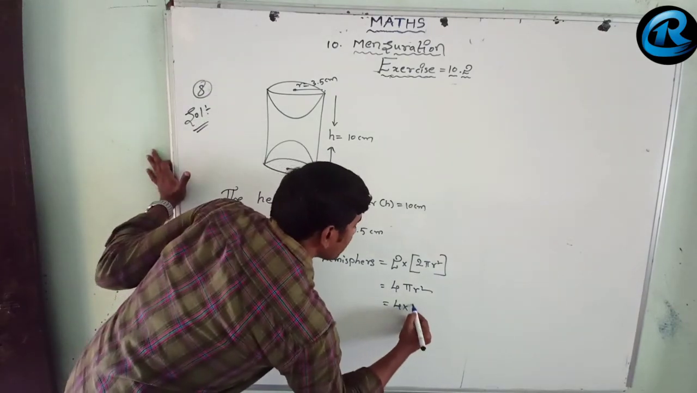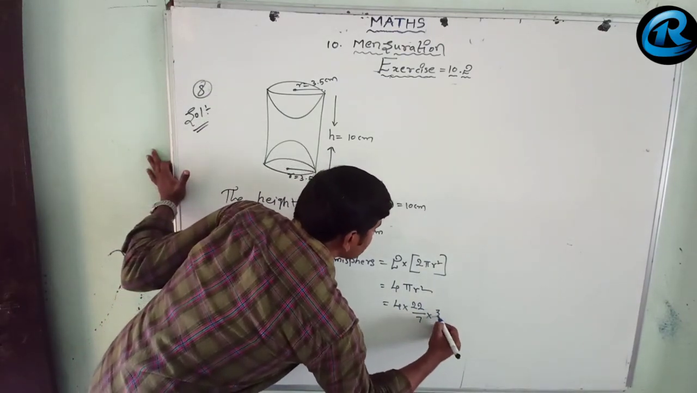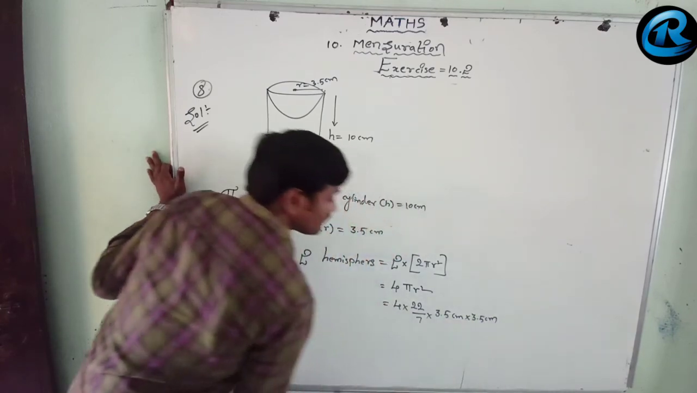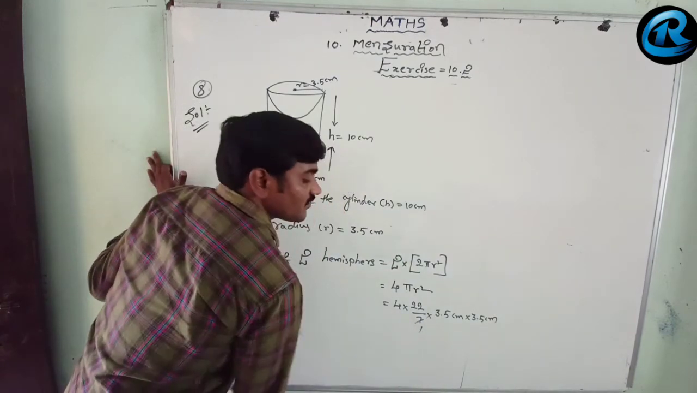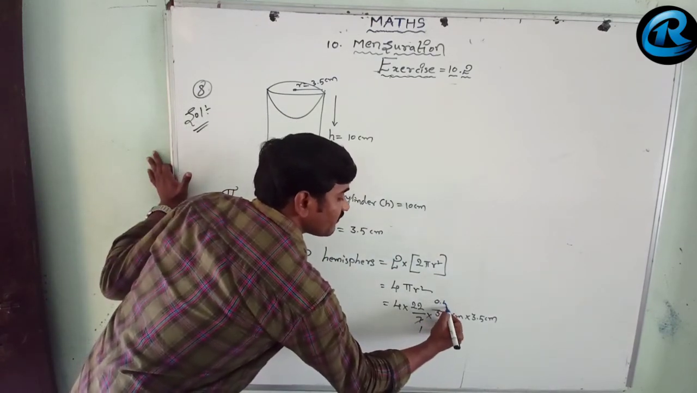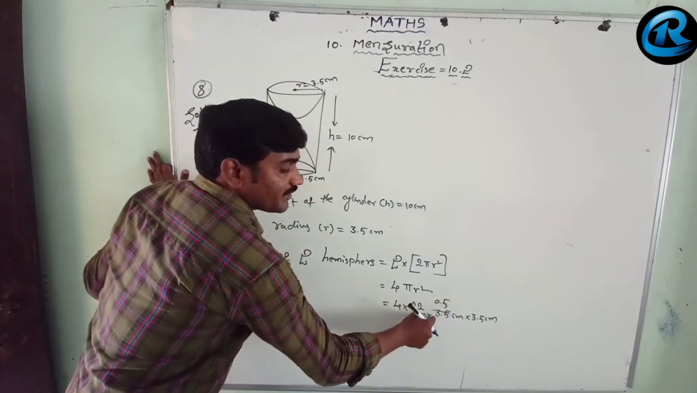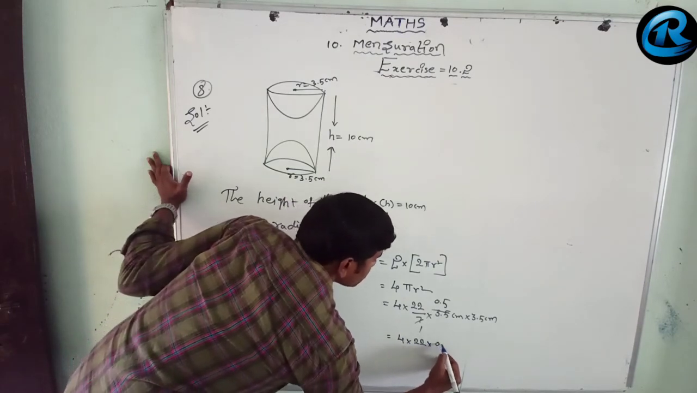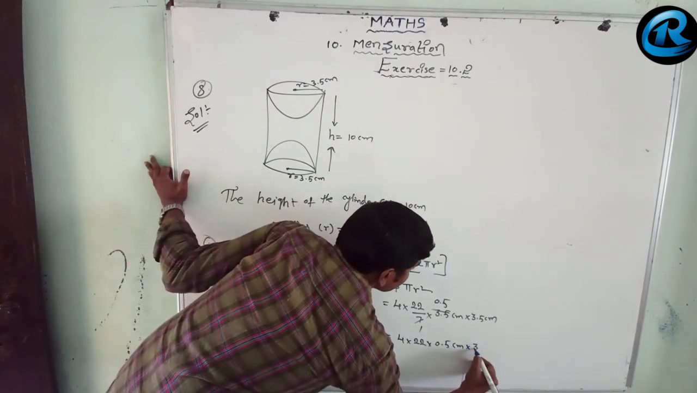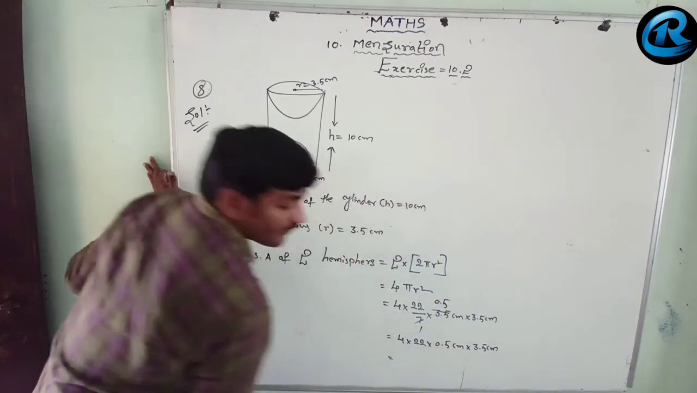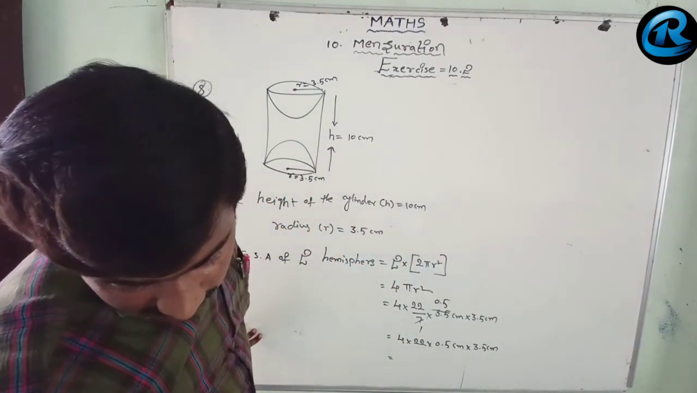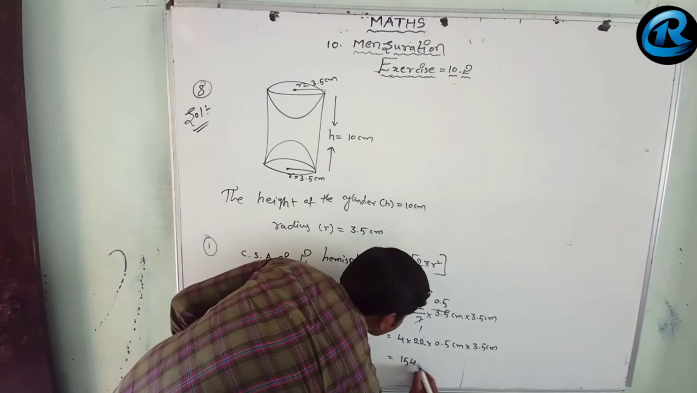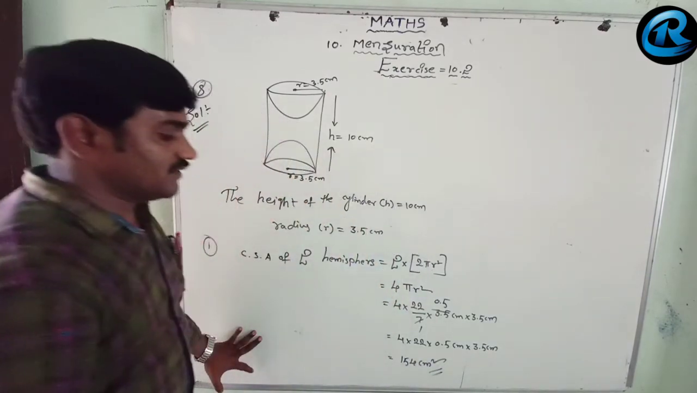2 into 2 pi r square, 4 pi r square. Two hemispheres together make one sphere. 4 into pi value that is 22/7, r value that is 3.5 centimeters into 3.5 centimeters. When you cancel this, 7 ones are 7, 7 0.5s are 3.5, so 0.5. So 4 into 22 into 0.5 centimeters into 3.5 centimeters. When you multiply this, you will be getting 154 centimeter square.